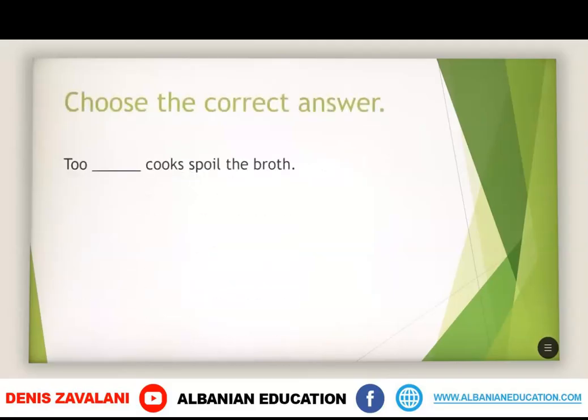Let's proceed with the next one. Too much or too many cooks spoil the broth. Is it A or B? It's B, of course. Too many cooks spoil the broth.